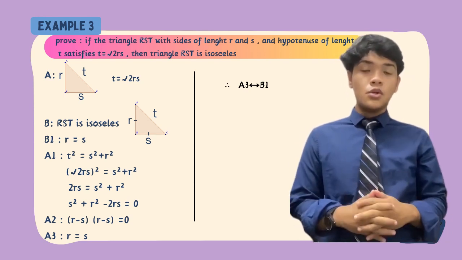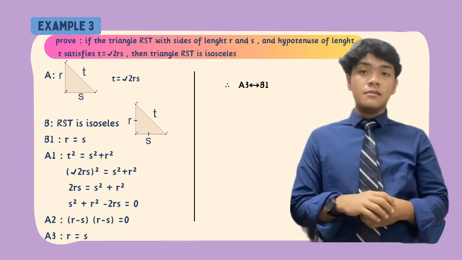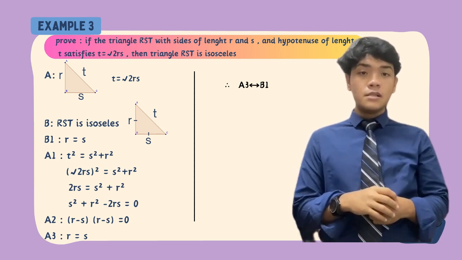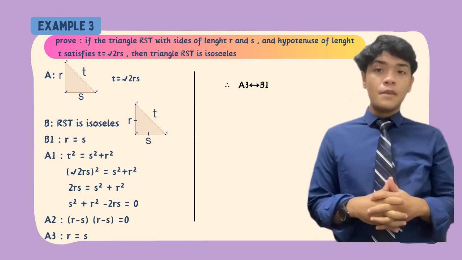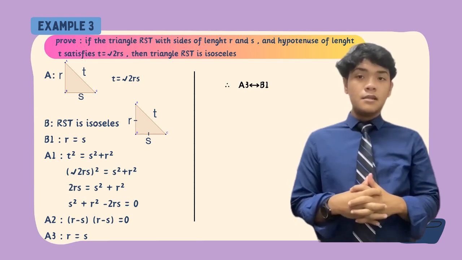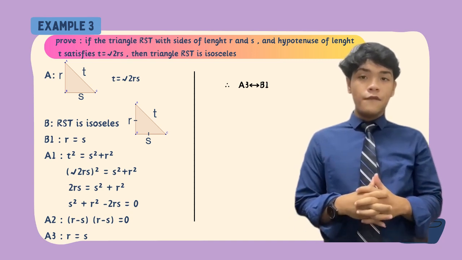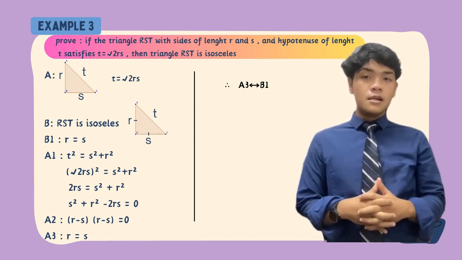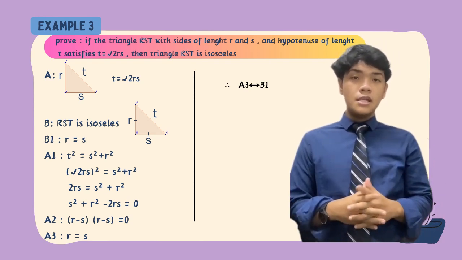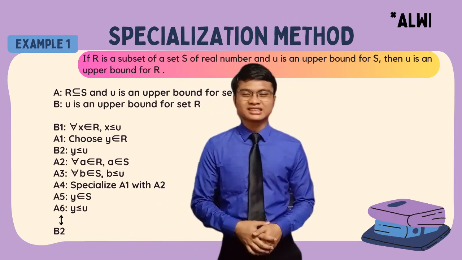A1, we will use the Pythagorean theorem. T squared equal to S squared plus R squared. Then we can put T equal to the square root of 2RS, so T squared is 2RS, equal to S squared plus R squared. Then we can simplify, 2RS equal to S squared plus R squared. Then S squared plus R squared minus 2RS equal to 0. Then A2, we factorize it, we will get R minus S squared equal to 0. Then A3, we will get R equal to S. Then A3 is equivalent to B1. That is the forward-backward method.